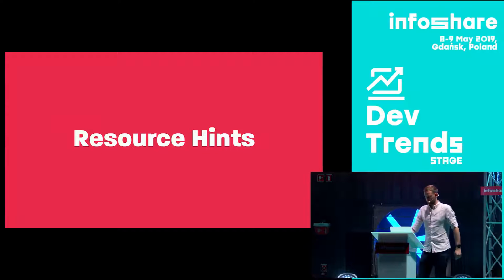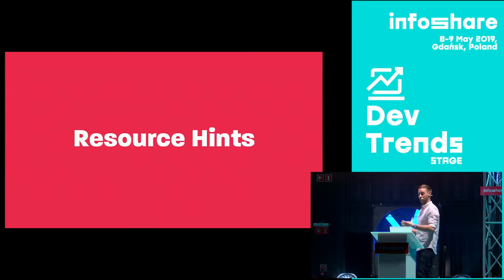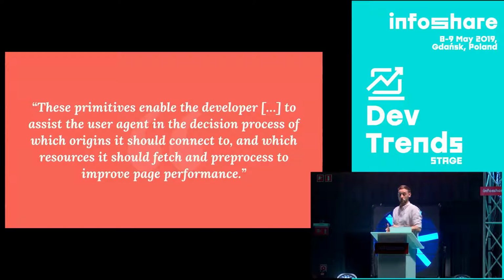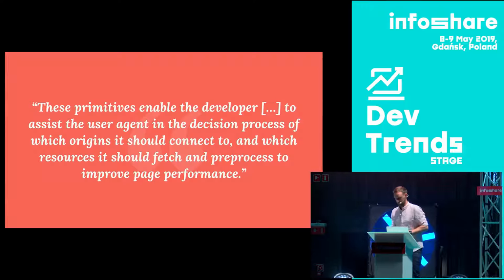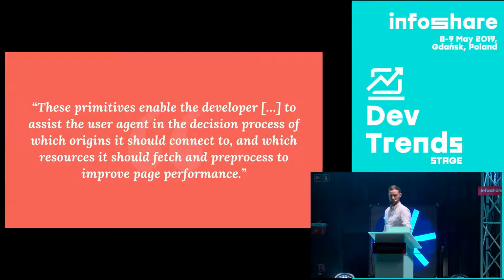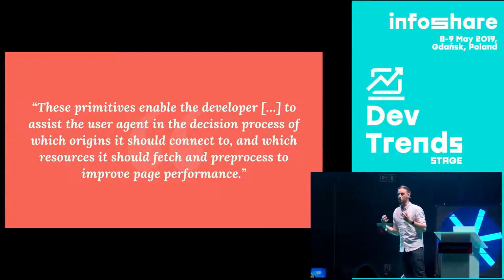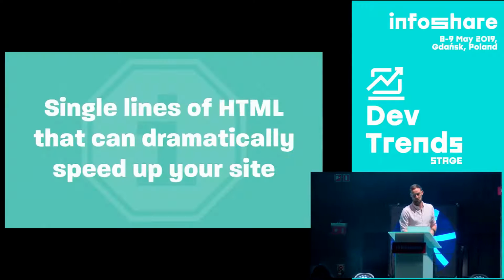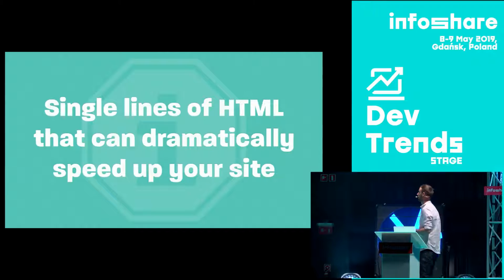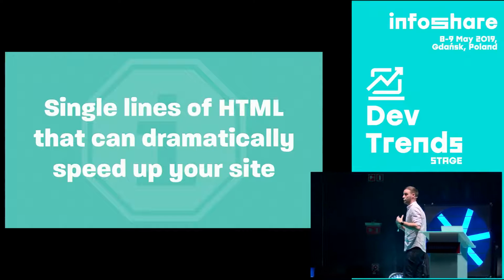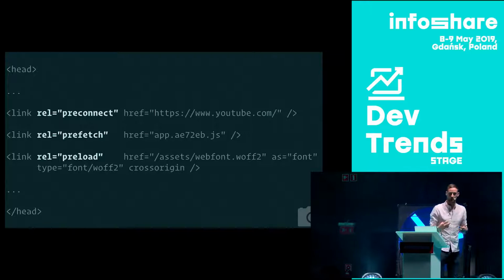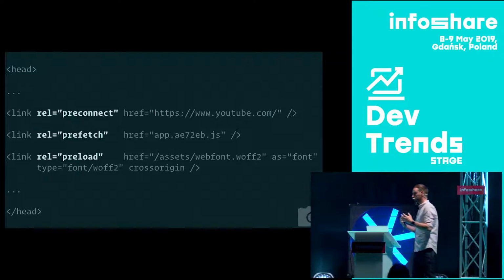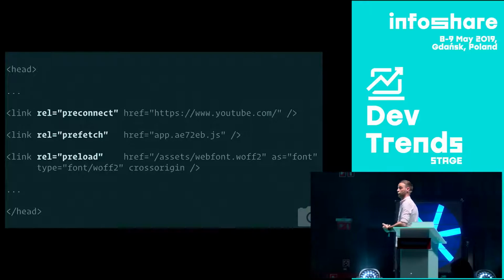Resource hints are primitives that enable the developer to assist the user agent in the decision process of which origins it should connect to, and which resources it should fetch and pre-process to improve page performance. My God, that's boring. Basically, they're single lines of HTML that can dramatically improve the performance of your website. And I mean it, they really are just single lines of HTML. We'll look at these in a lot more detail, but the syntax is as simple as this. These resource hints are all available to help speed up navigation for the end user.